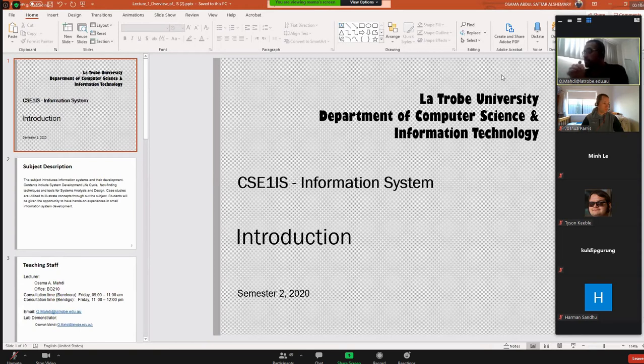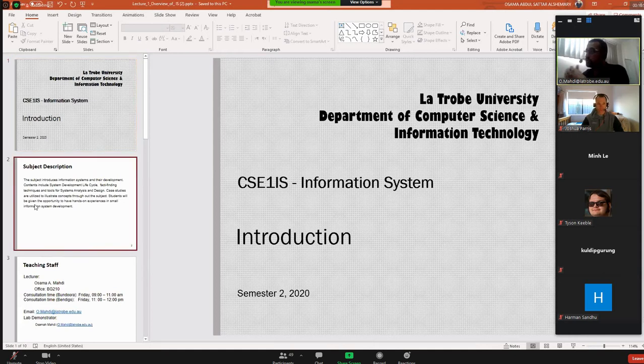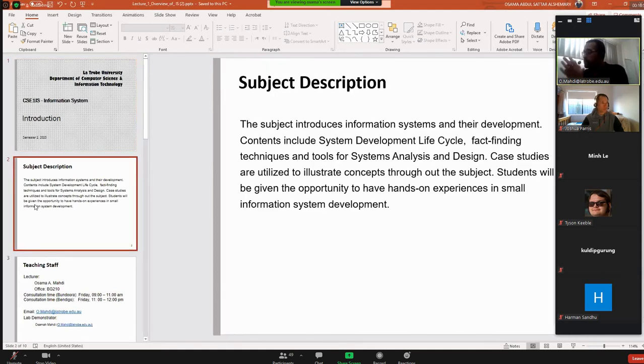So, the subject description for Information Systems. It will talk about information systems, their development, and the life cycle of information systems. It also covers fact-finding techniques and tools for system analysis and design. That will be the main topic for the 12 weeks in this semester.